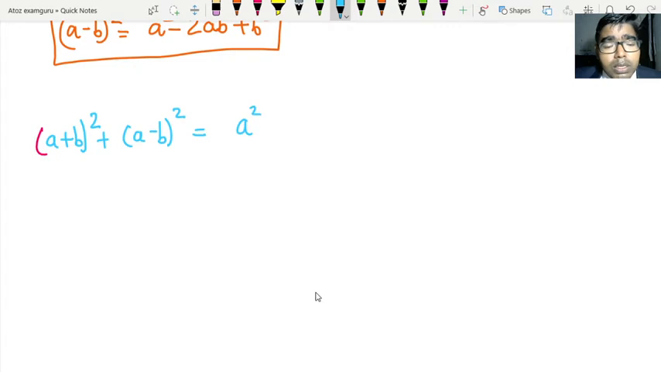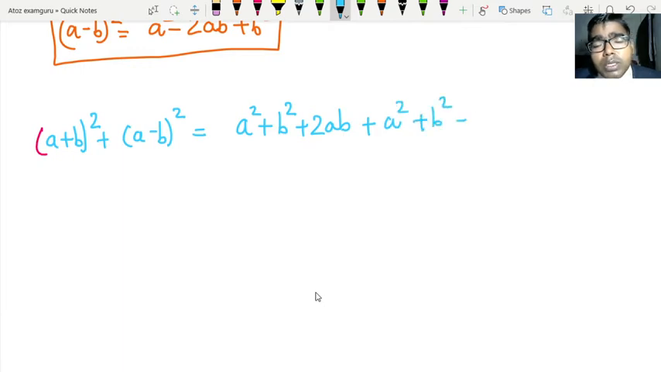It means a square plus b square plus 2ab, and the expansion of the second one is a square plus b square minus 2ab. Now you are seeing that a square here and a square here, so it becomes 2a square, and b square and b square, it means two times, so you can write it as 2b square, right? And plus 2ab and minus 2ab, so both will cancel out, right friends?